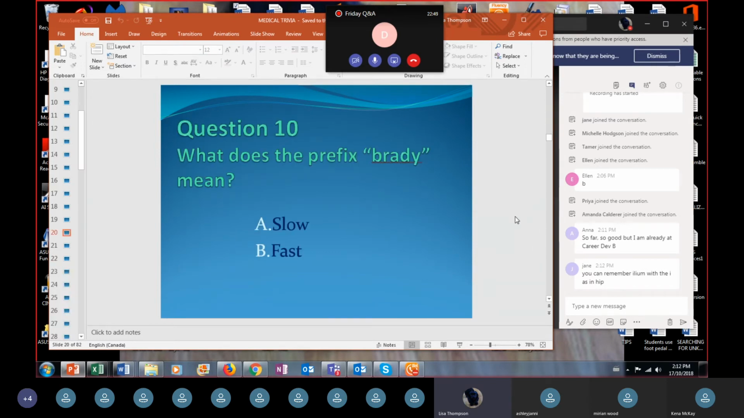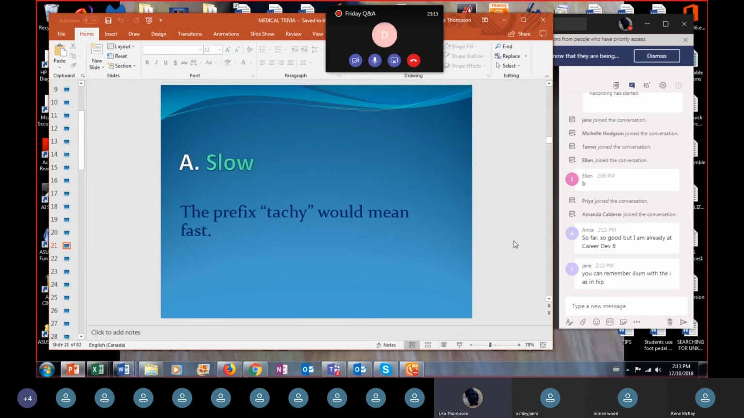Okay, question 10. What does the prefix Brady mean? A, slow, or B, fast? The answer is A, slow. The prefix tachy would mean fast. Brady is slow and tachy is fast.